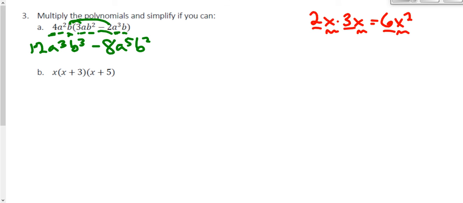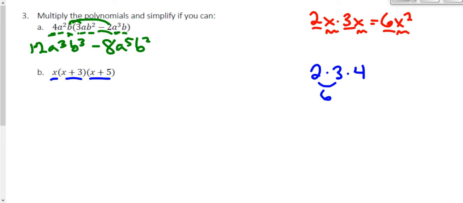Let's take a look at problem B. Problem B has 3 terms, x, x plus 3, and x plus 5. And each of these has to get multiplied in a row. So just like I would multiply over here, let's say I have 2 times 3 times 4. I multiply these numbers together by first multiplying the first 2, 6, and then taking that answer and multiplying it by the number that's left. So this answer would be the number 24.